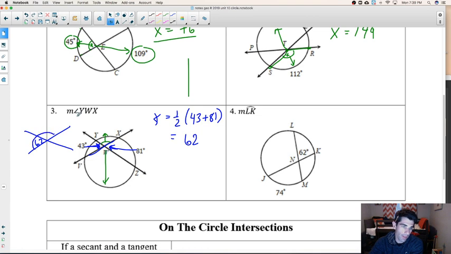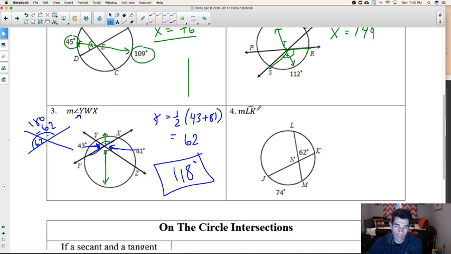So to find the angle which they were looking for, which is this guy right here, I could just do 180 minus 62, and that's going to give me 118 degrees. And that is going to be the answer for the question there.